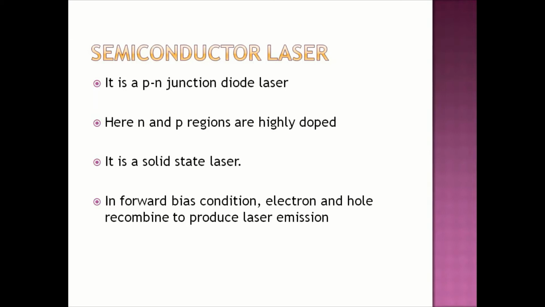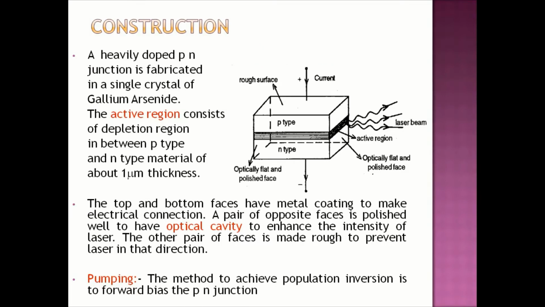Here we are using forward bias. That means what do you mean by forward bias? A forward bias is we are connecting p-type region to the positive terminal and n-type region to the negative terminal. This is a forward bias condition. So here electron and hole recombine to produce the laser emission. Now we will go in detail. First part is construction part.